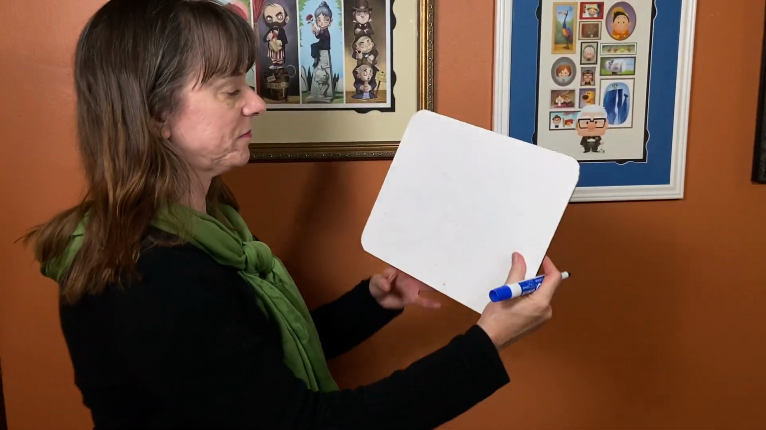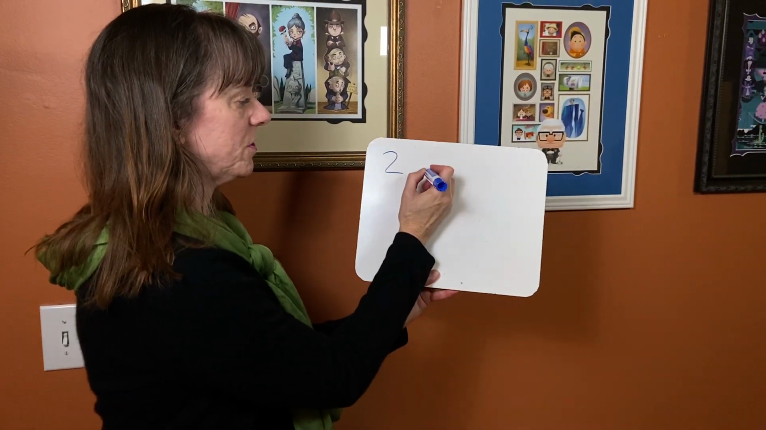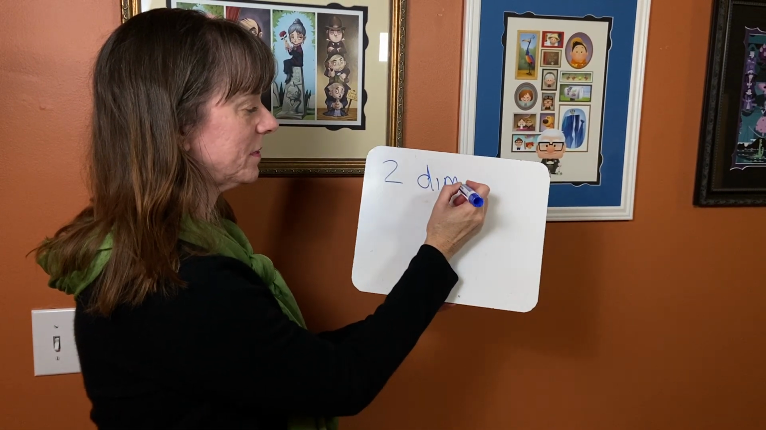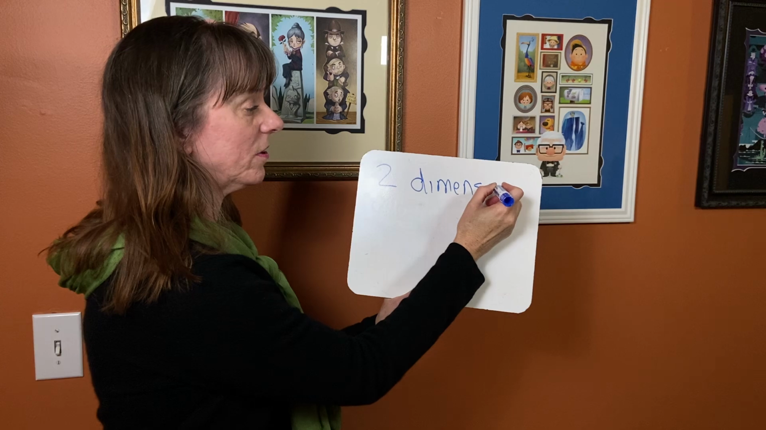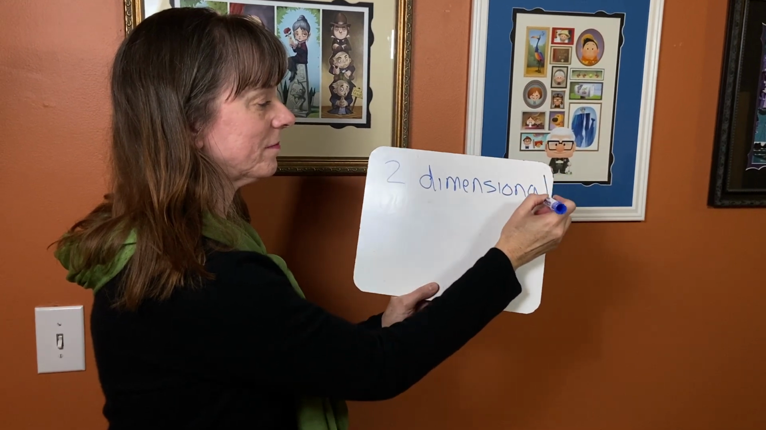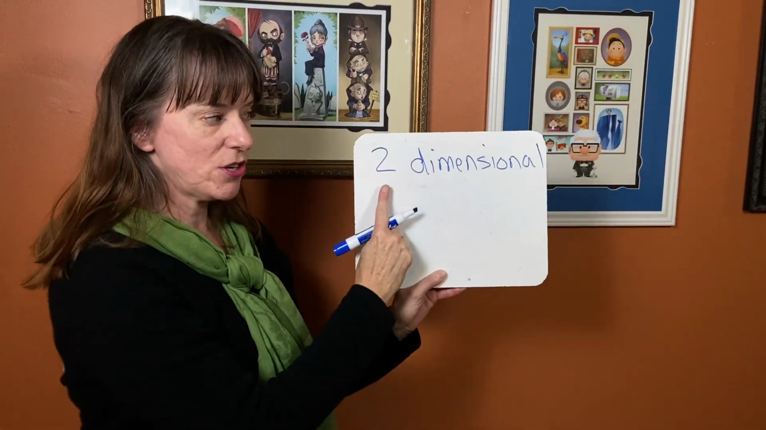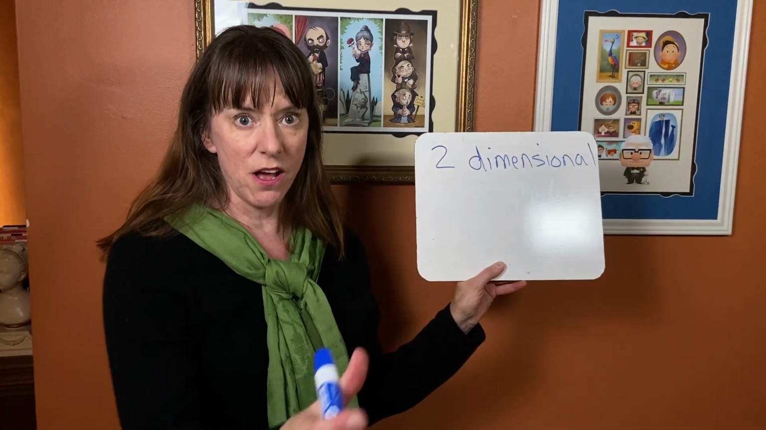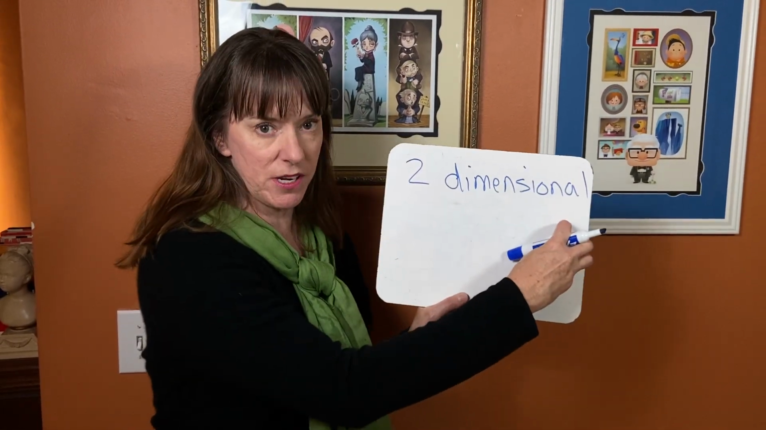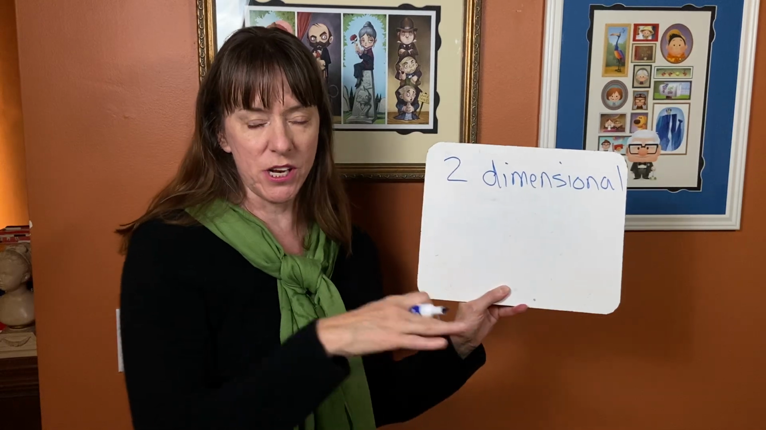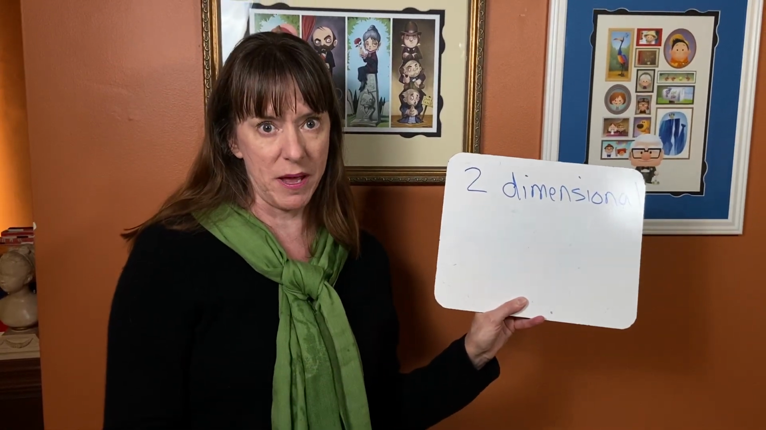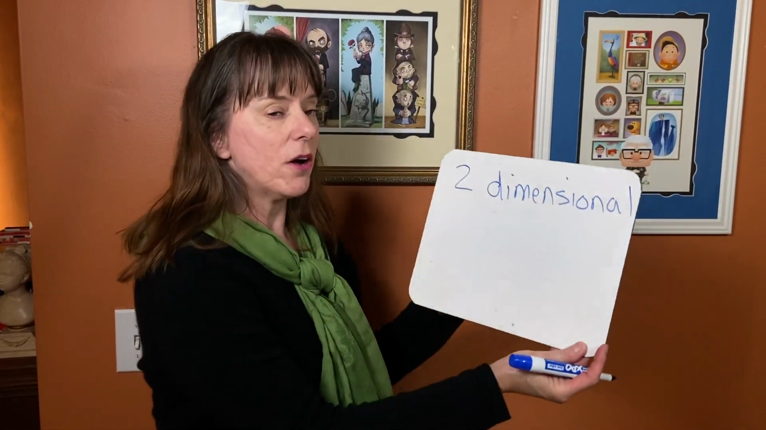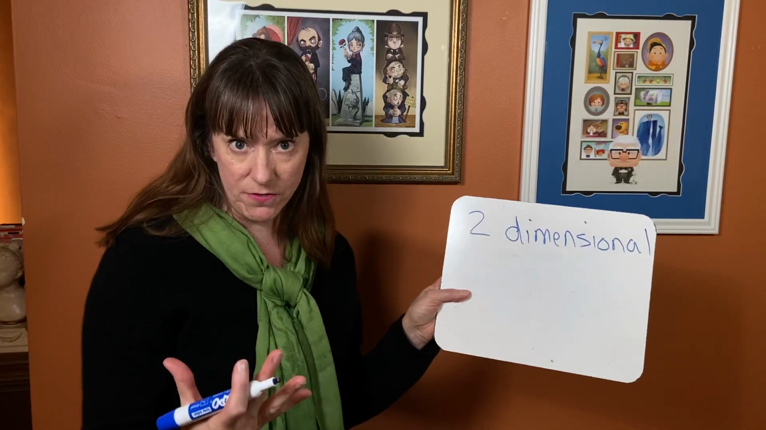And the first kind of shapes we are going to be working with are two-dimensional. Let's all say that. Two-dimensional. And what two-dimensional means is flat shapes. Shapes that I can write on a whiteboard. Shapes that I could draw on a piece of paper. And there are different kinds of two-dimensional shapes.